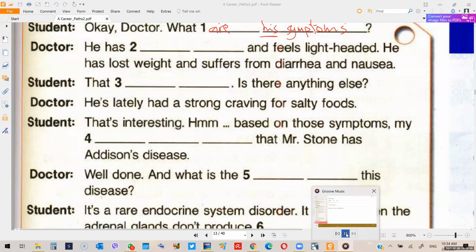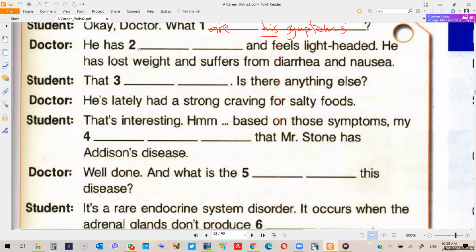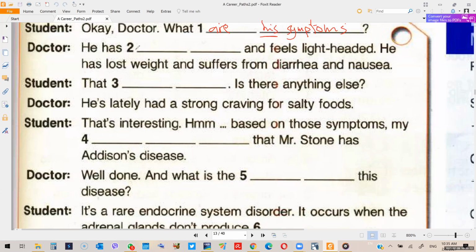He has extreme fatigue and feels lightheaded. He has extreme fatigue. Fatigue means very tired. He feels very, very tired. Fatigue. And feels lightheaded. Let's finish.